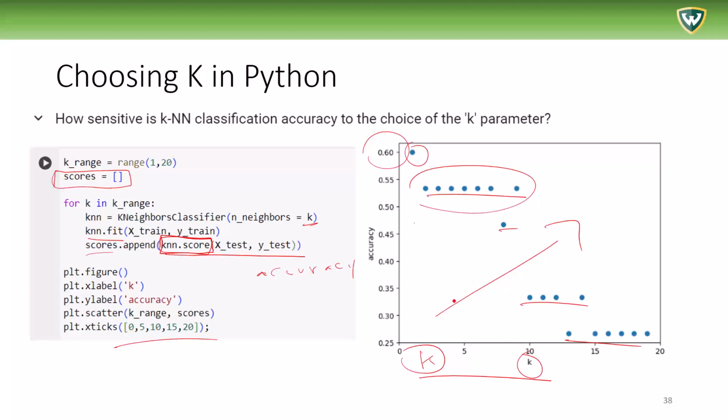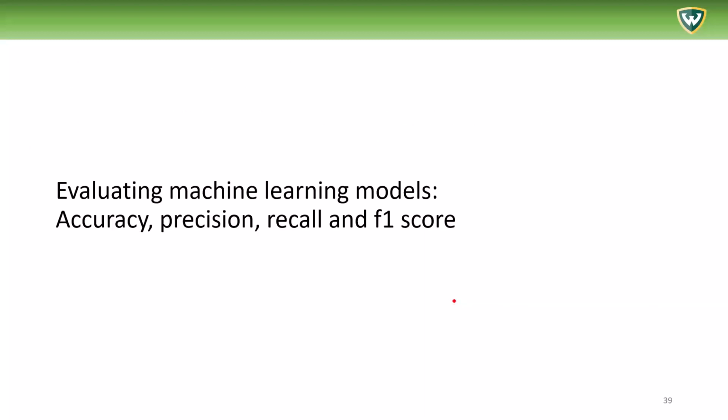So that's the basic idea of the K nearest neighbors algorithm. And next, we're going to be talking about these accuracy measures and other measures on how to evaluate this and other models.